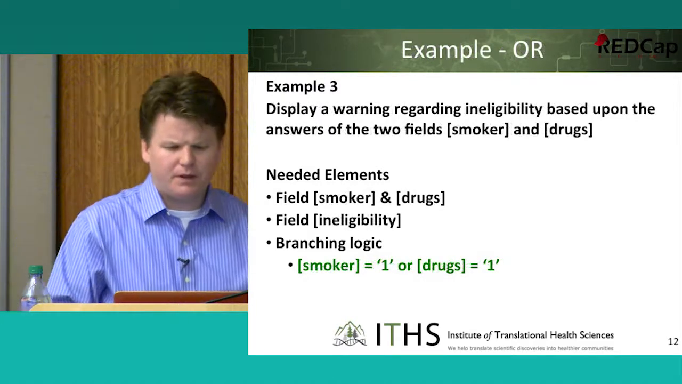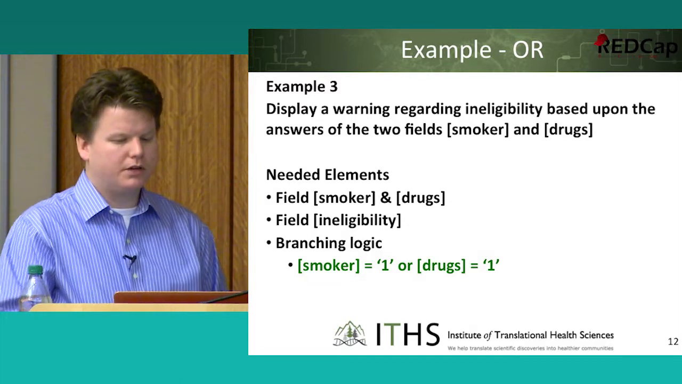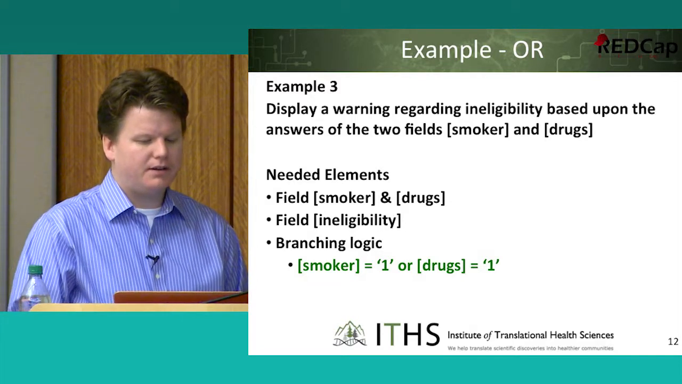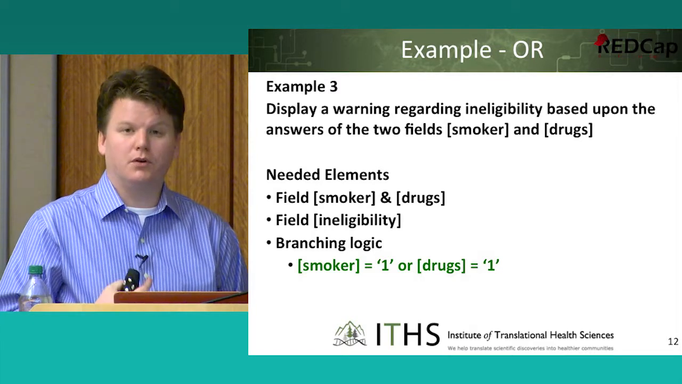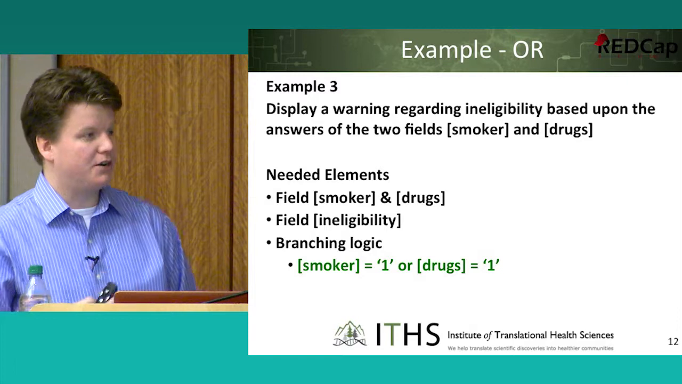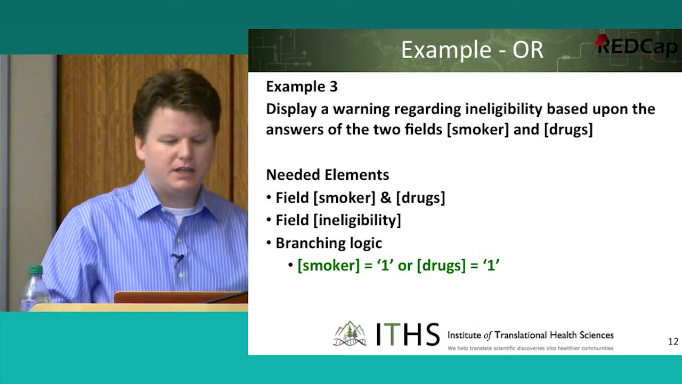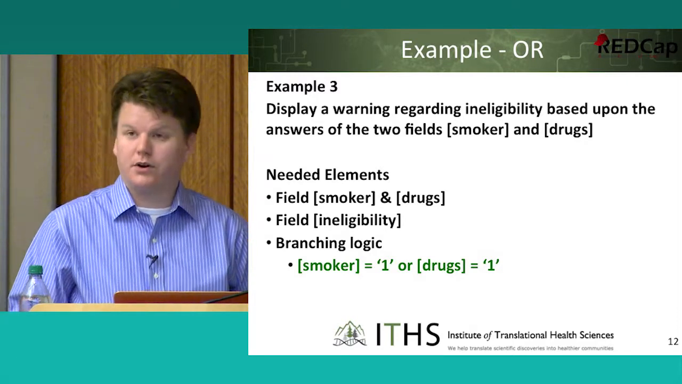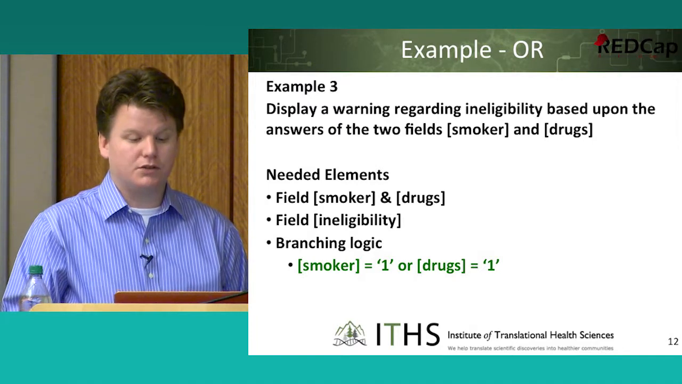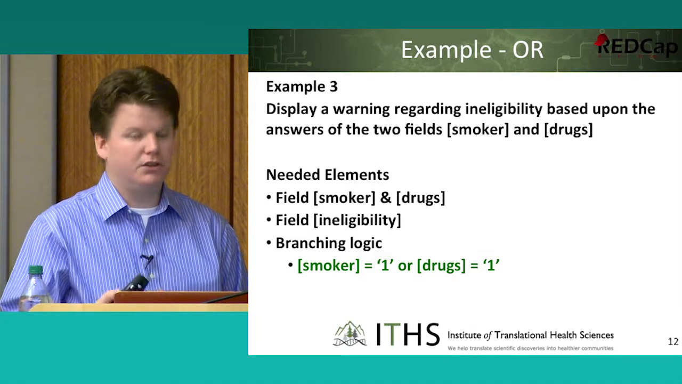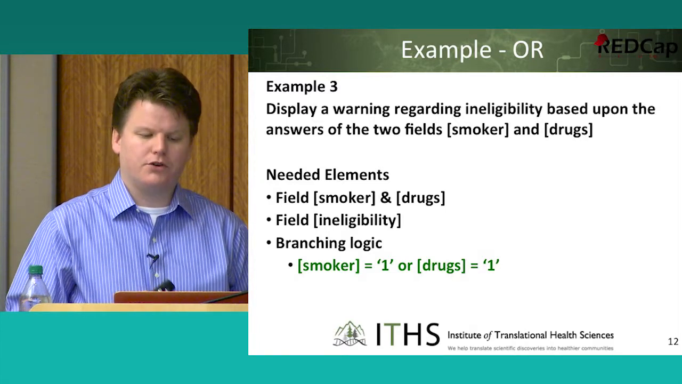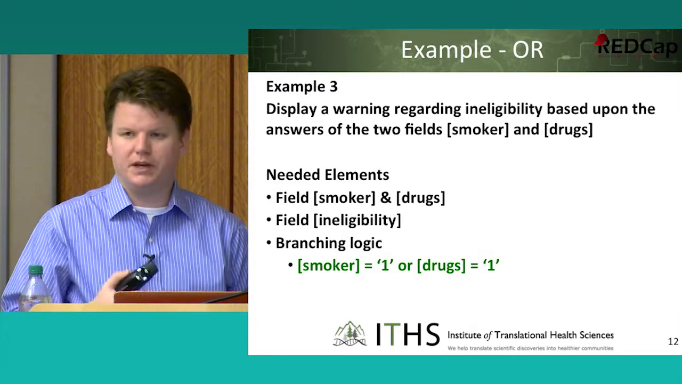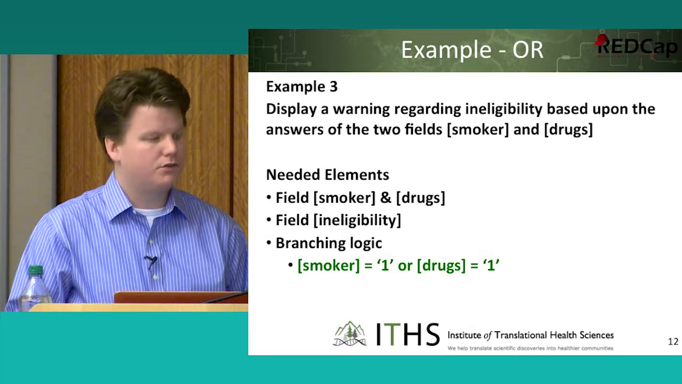Example 3, an OR. So an OR is different than an AND. Instead of both statements need to be true, just one of the statements or both of them need to be true for this entire statement to become true. In this case, display a warning regarding ineligibility based upon the answers of 2 fields, smoker and drugs. Like, are you a smoker and did you use drugs? It hides or shows the field like this person is ineligible based on if either of these is true.